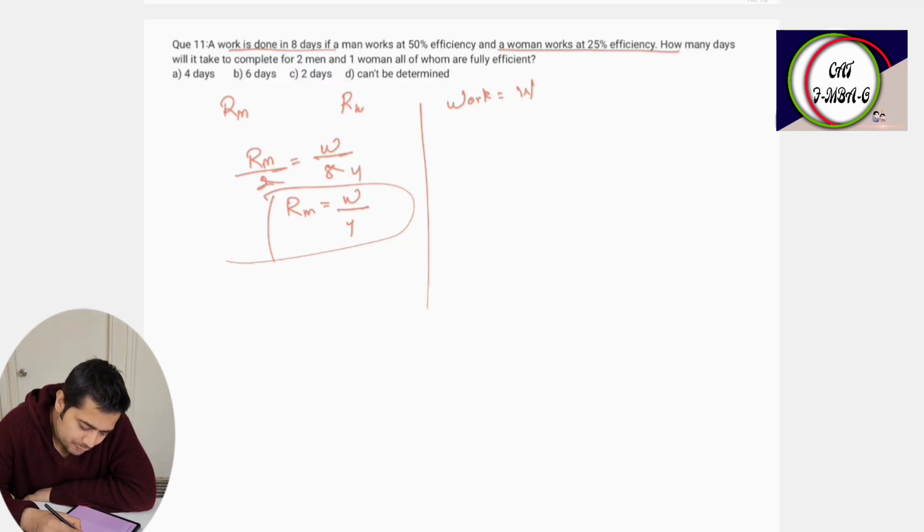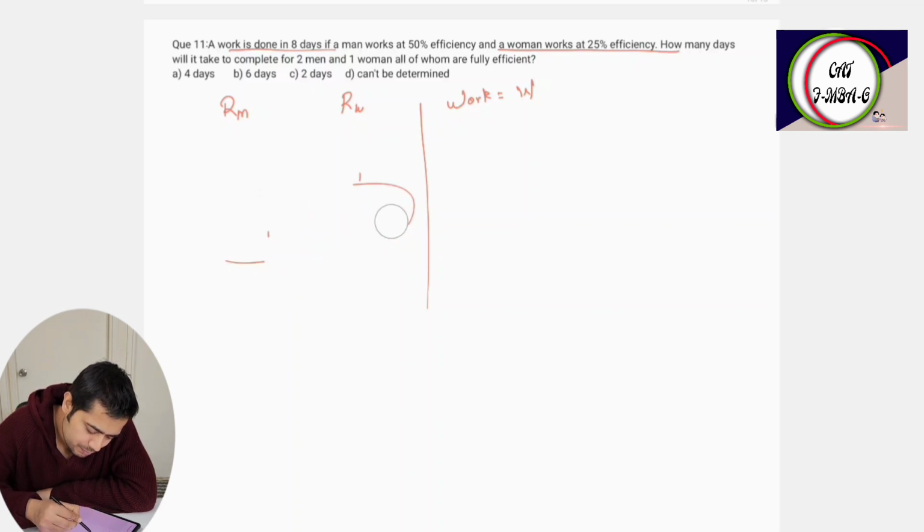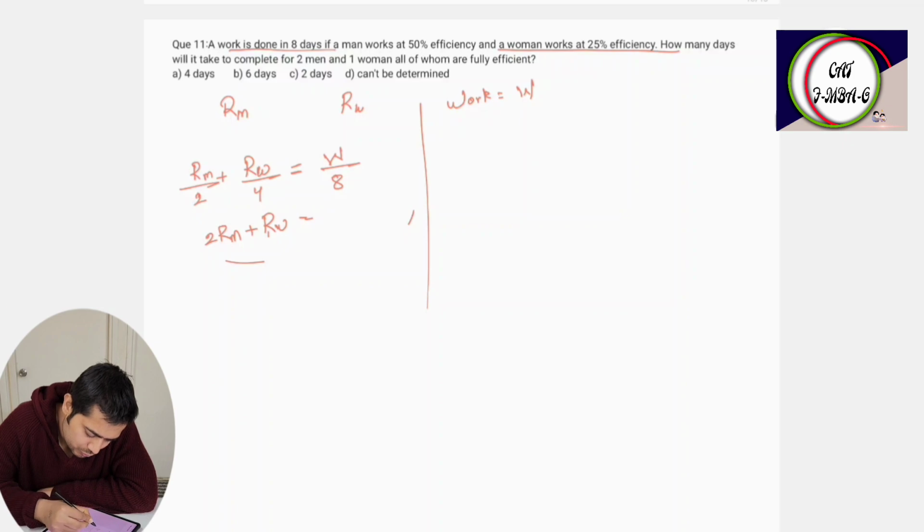Sorry, I made a bit of a mistake here. It is given that a man works at 50% efficiency and a woman works at 25% efficiency. Then work is done in 8 days. So 2 RM plus RW is equal to 4 common, so W by 2.